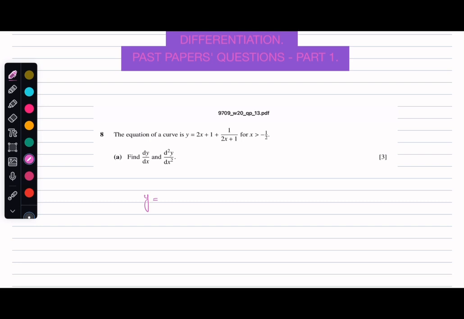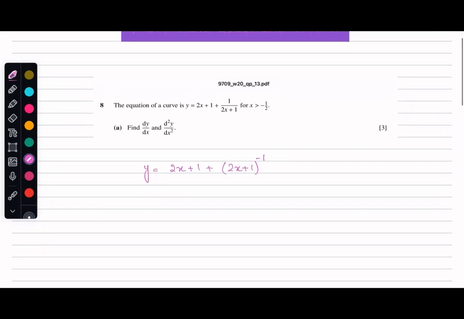It's y, which is equal to 2x plus 1 plus, I'm taking 2x plus 1 from the denominator to the numerator so that 2x plus 1 will have a negative 1 as the power. So if I need to have my dy by dx, then the differential of 2x is just going to be a 1, plus 1 gets eliminated, and then I should have here negative 1.